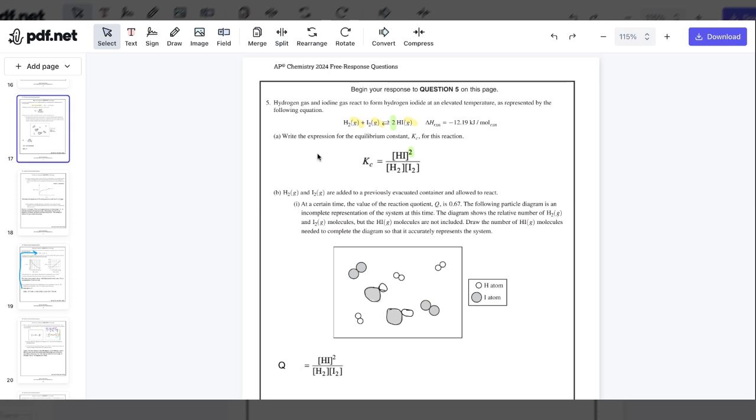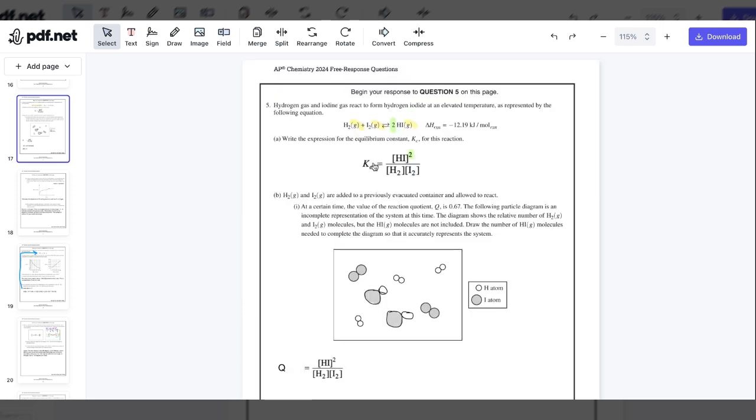Number 5 says, hydrogen gas and iodine gas react to form hydrogen iodide at an elevated temperature as represented by the following equation. H2 gas plus I2 gas, double-headed arrow, 2HI gas. And then also just know delta H is negative. Keep that in mind. That indicates it's an exothermic reaction.